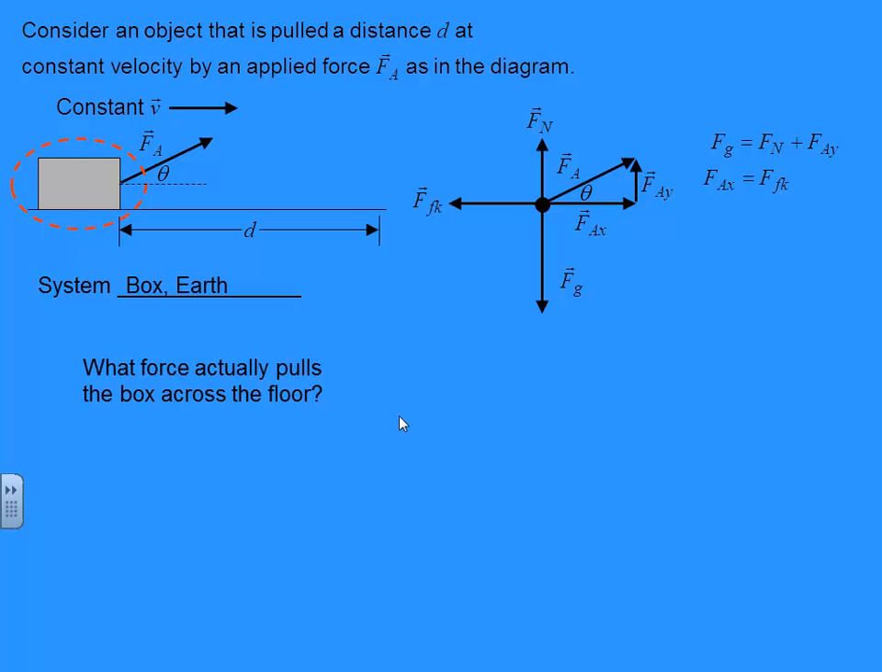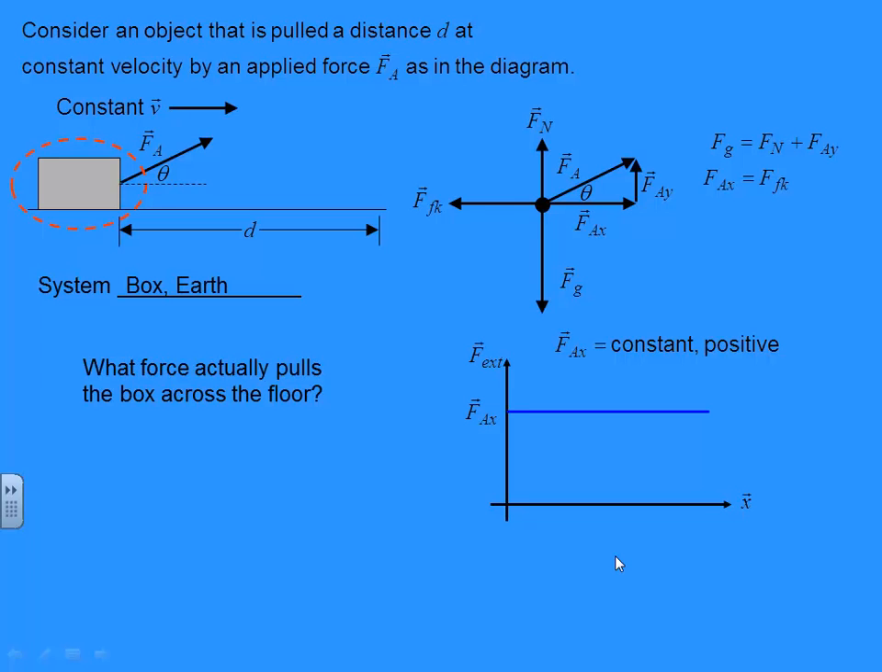So, what force actually pulls the box across the floor? It's not the entire F of A, right? Because some of F of A, F of AY, is going into balancing out the vertical forces. So it's really only F of AX. F of AX is, of course, constant and positive. So if we were to graph that force, and notice here, that's the external force as a function of position. It's not a time graph. It's force as a function of position. It would be a horizontal line at F of AX.